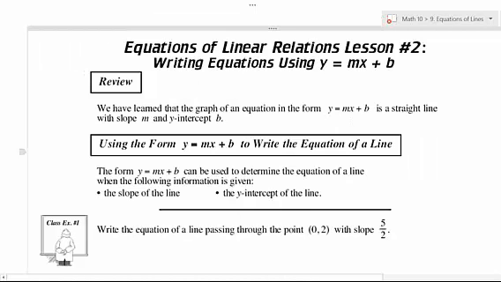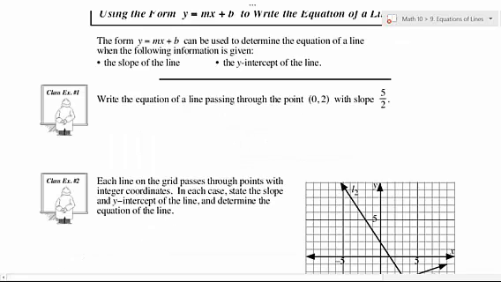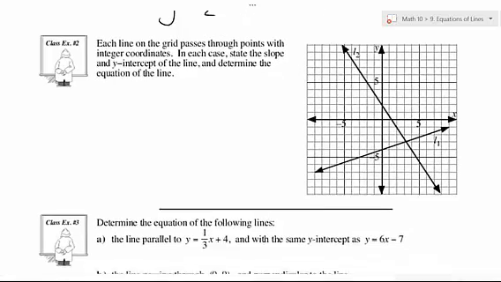So now we're here at lesson 2. We're going to be writing equations using this equation there, y equals mx plus b. The first thing is that you've been asked to write the equation of a line passing through point 0,2 with this slope. Now keep in mind that we have an x of 0, so that means the y-intercept is 2. So let's not make it too complicated. This is just y equals 5 over 2x plus 2. So let's move on to class exercise number 2.